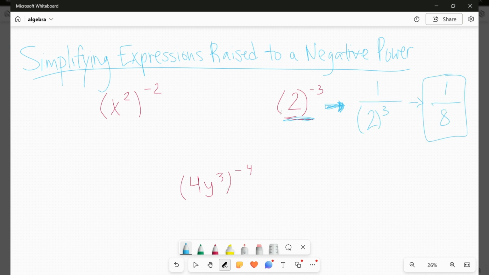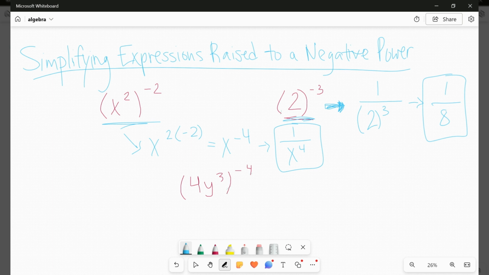So now we're going to move over here and do it with an x. Like we said, the rule here is power to a power. So this becomes x squared times negative 2, which gives us x to the negative 4. Now, like we reviewed, we cannot write x to the negative 4 as our answer because that's a negative exponent. So we'll do the same thing. We'll move it to the bottom: 1 over x to the 4th. So just as simple as that. If we ever have a negative exponent, we just put it in the denominator and it's magically positive.